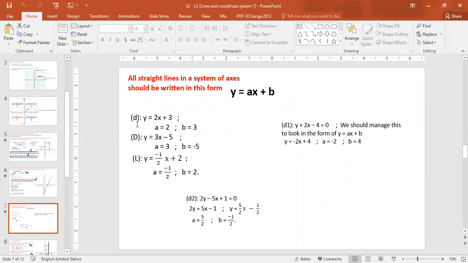Suppose I gave you a straight line D, y equal to 2x plus 3. First, look at this. Is it written in the form y equal ax plus b? Yes. Can you tell me who's the slope in 2x plus 3? The slope is 2. The y-intercept is 3. So the slope is 2 and the y-intercept b is 3. Thank you, Yasmina.